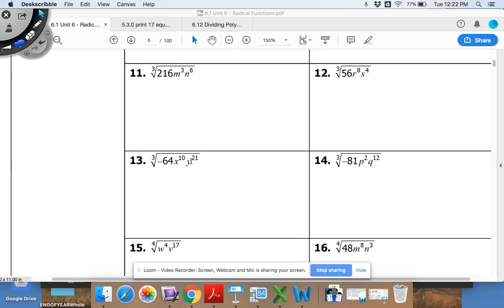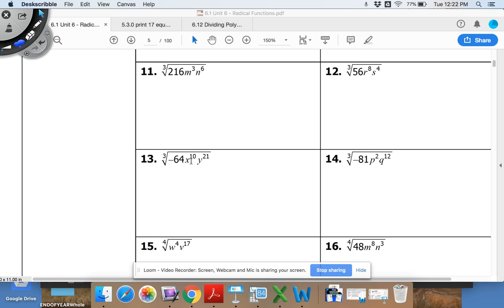Okay, so on this next one, it is the cube root, or an index of 3, of 216 m to the 3rd n squared. So we're going to start with this number, and I know you're like, I know there's a way in the calculator we can do this. Well, it's true and not true.